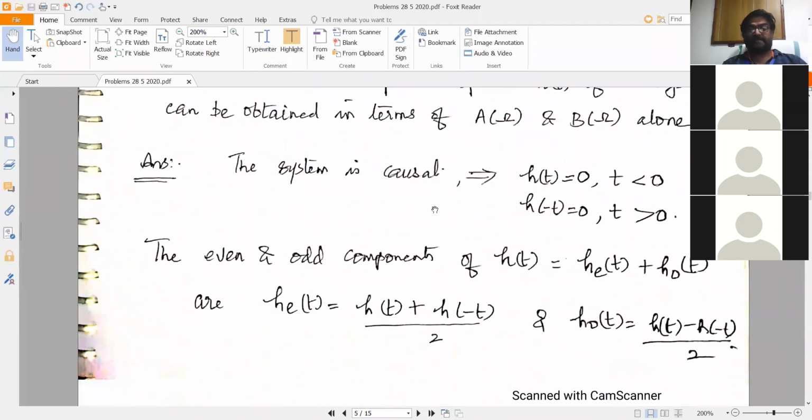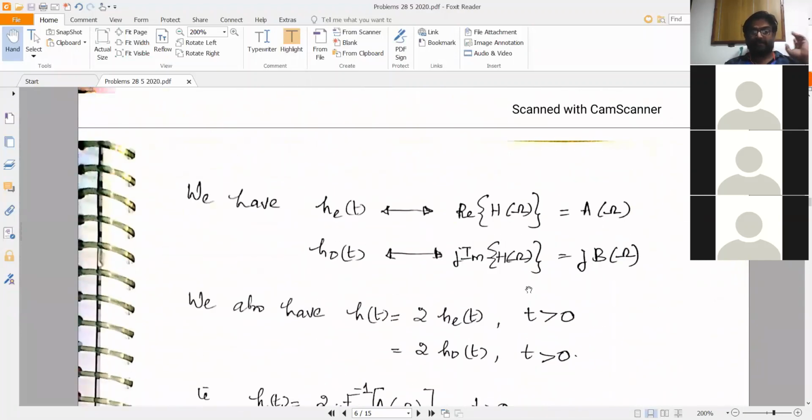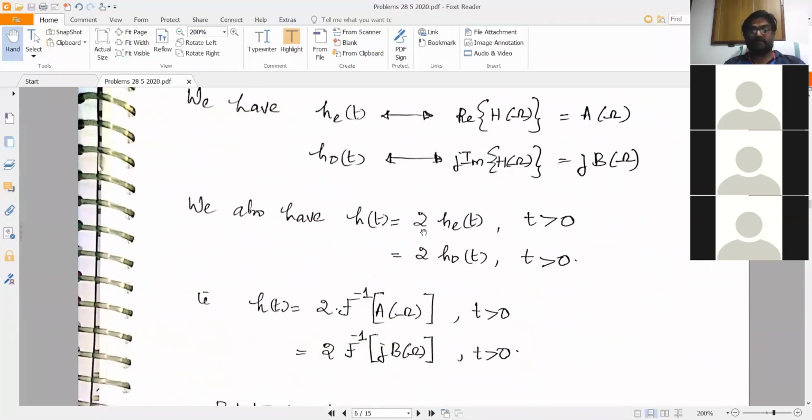Now, we have this relationship h(t) = h_e(t) + h_o(t), where h_e(t) is equal to [h(t) + h(-t)]/2. So let us consider t greater than 0. h(-t) is equal to 0 for t greater than 0, since h(t) was causal. So h_e(t) is equal to h(t)/2 for t greater than 0, or we can write h(t) is equal to 2 h_e(t) for t greater than 0. The same argument can be extended to the odd component, and you can write h(t) is equal to 2 h_o(t) for t greater than 0.